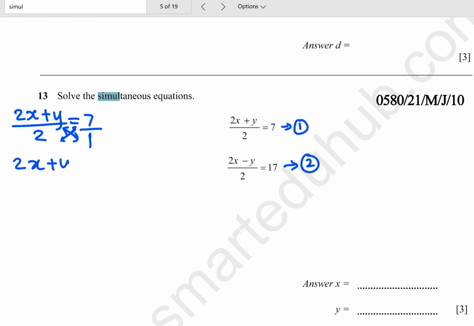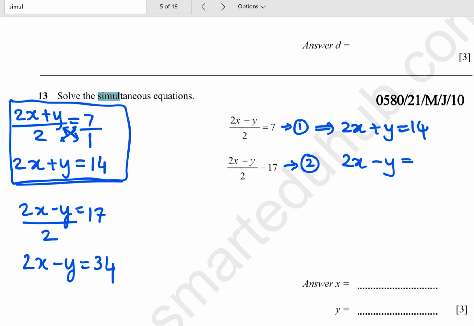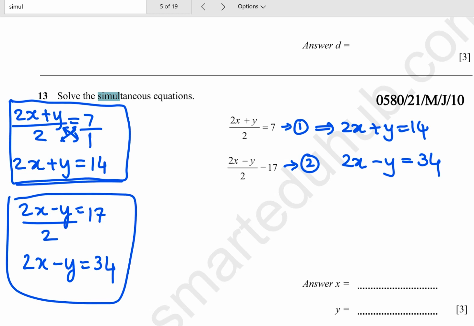So what happens? You get 2x plus y equals 7 into 2, which is 14. So this changes to 2x plus y equals 14. In the same way, you have 2x minus y divided by 2 equals 17. So you have 2x minus y equals 34. So 2x minus y equals 34. That's the second equation. Now you can actually solve the equations, because you have 2x in equation 1 and equation 2, so that simplifies your work.